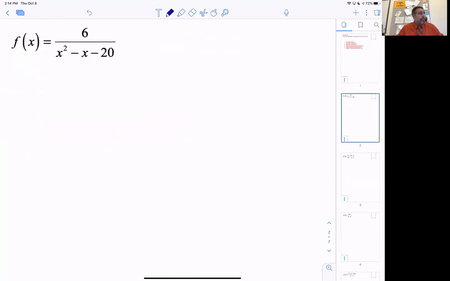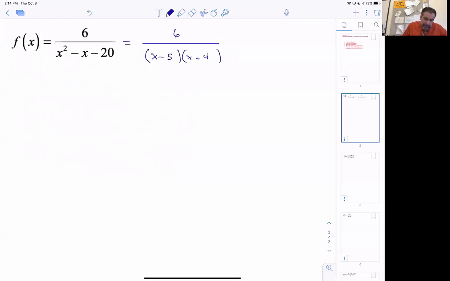So our very first one. We've got f of x equals 6 over x squared minus x minus 20. Again, my first thing I'm going to say to you is just go crazy and factor everything you can. Our numerator on this one's pretty straightforward. It's 6. If we factor that denominator, we're going to get x and x, and we're going to get minus 5 and positive 4. So now we're ready to go with this.